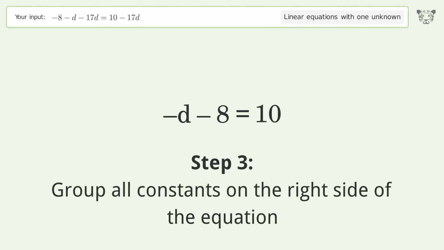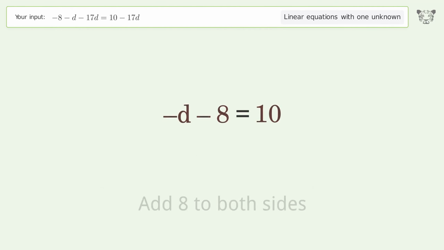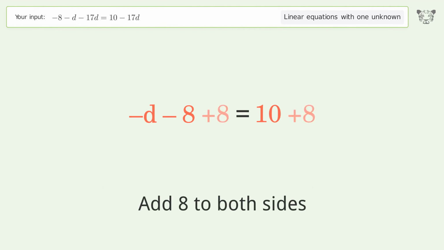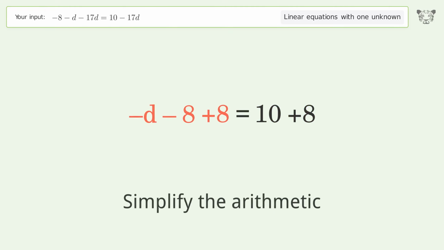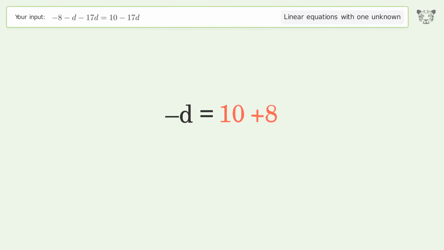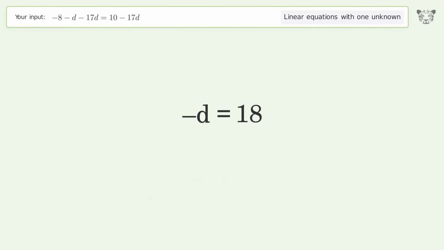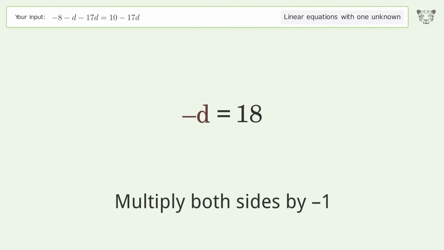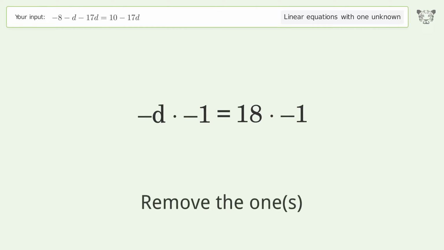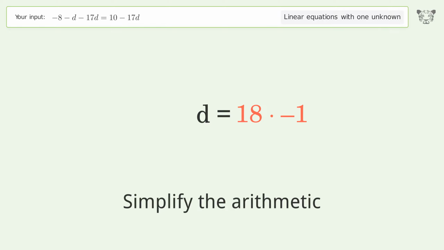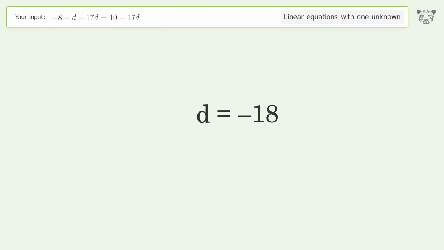Group all constants on the right side of the equation. Add 8 to both sides. Simplify the arithmetic. Convert the d into a positive number. Multiply both sides by -1. Remove the ones. Simplify the arithmetic. And so the final result is d equals -18.